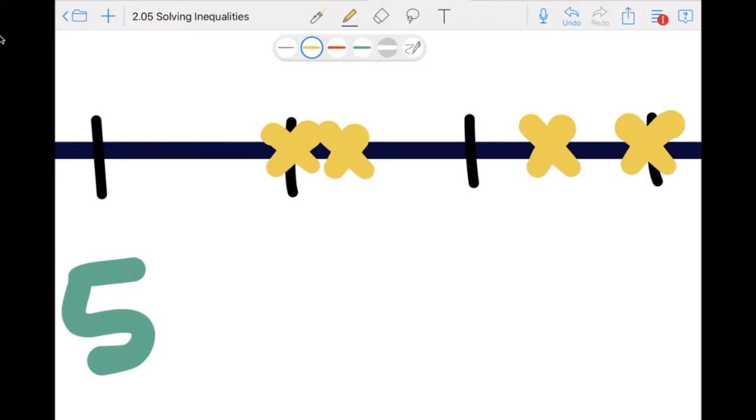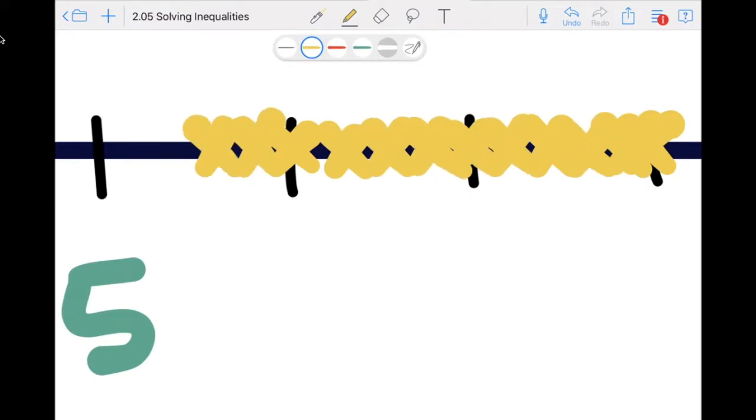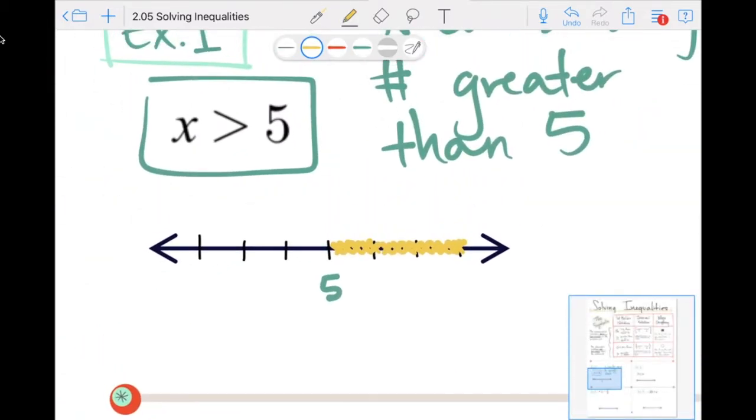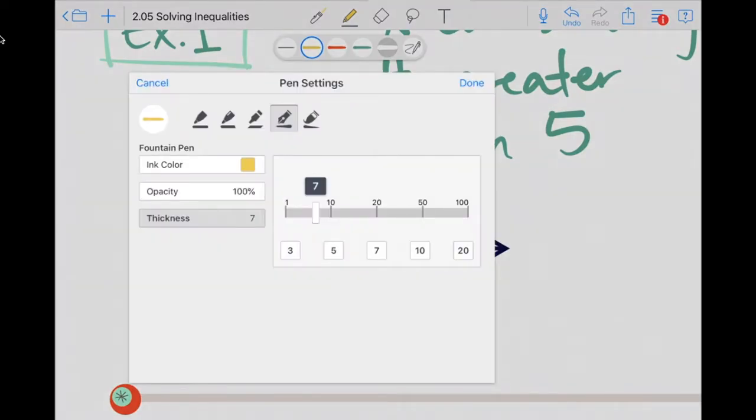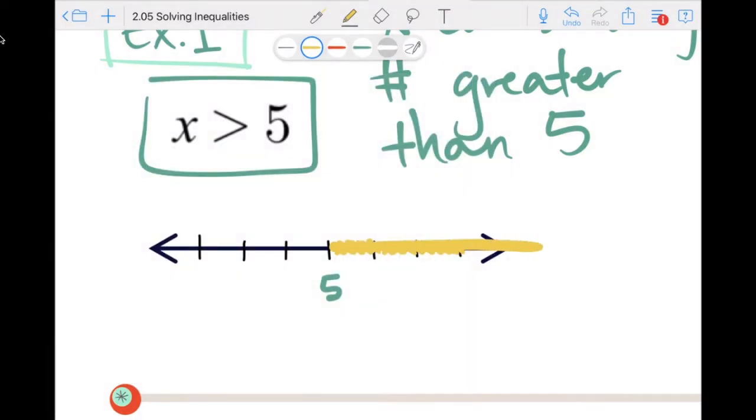But any number, so we could keep on drawing x's. And x can be any number to the right of 5. So what does that tell us? That helps us know which direction we're going to put our arrow. So let's put our arrow going to the right.